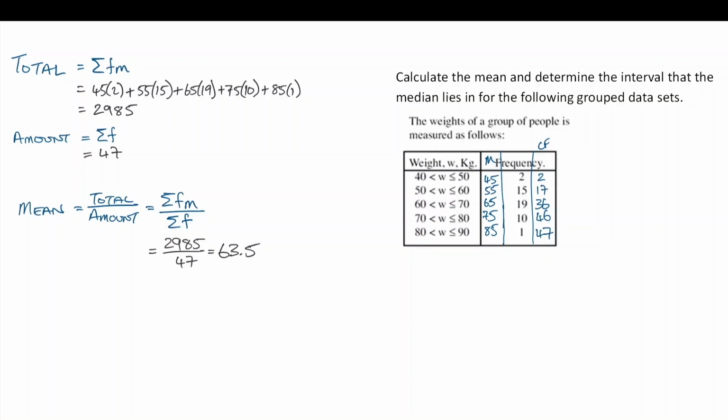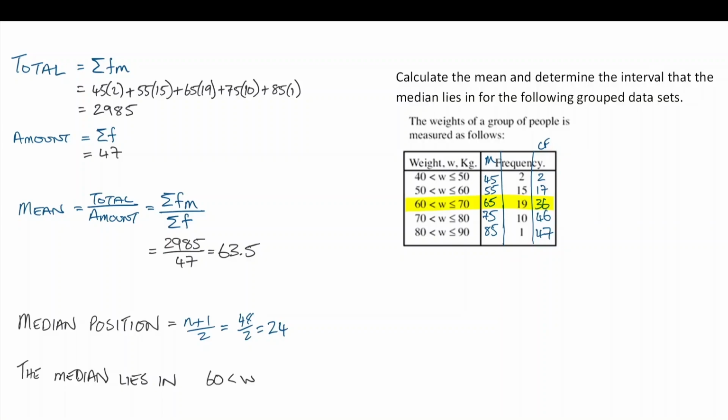47 plus 1 divided by 2 tells us that the median position is going to be 24. Which group contains the 24th value? That is going to be the first group which has the cumulative frequency that is above 24. This group, 60 to 70, includes the 24th value. The median is in this group, 60 to 70.